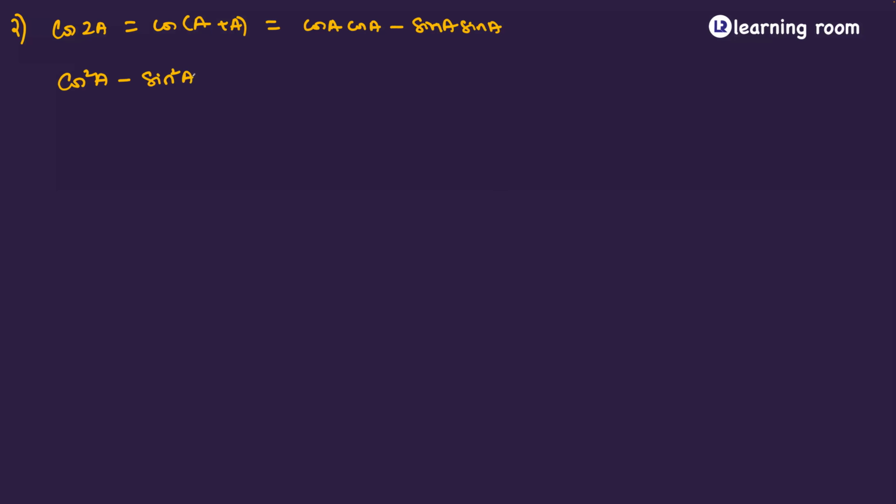Right. Okay. Next question. We are going to see for cos 2a. So cos 2a can be written as cos of a plus a. This is going to be equal to cos a into cos a minus sin a into sin a. So cos a into cos a is cos square a, minus sin a into sin a is sin square a. This is the formula. This is one formula.